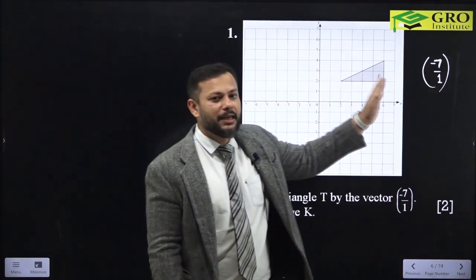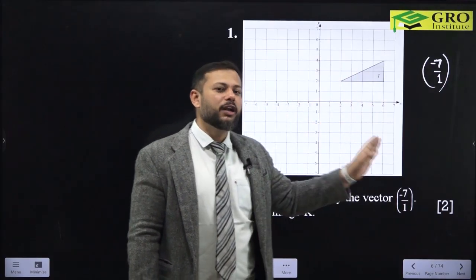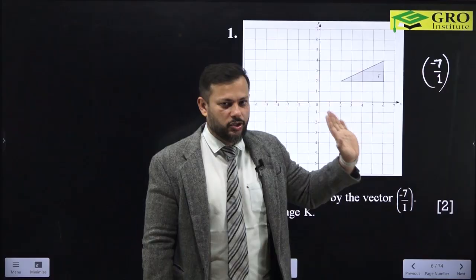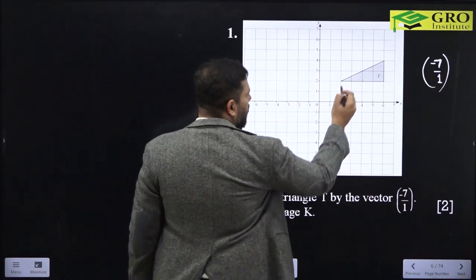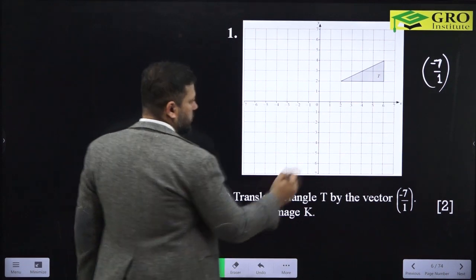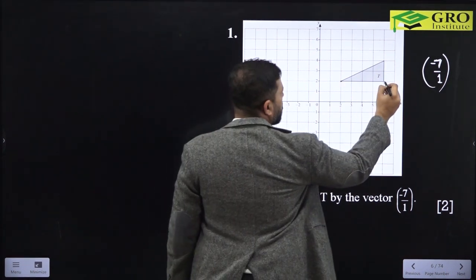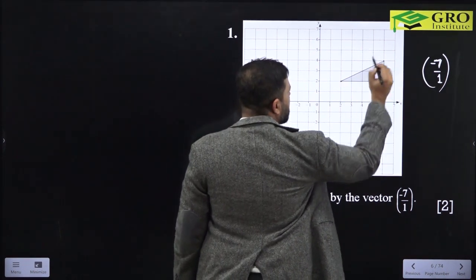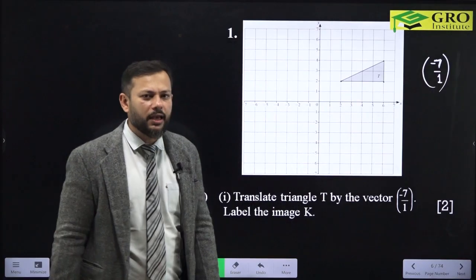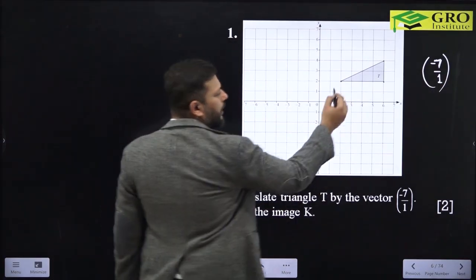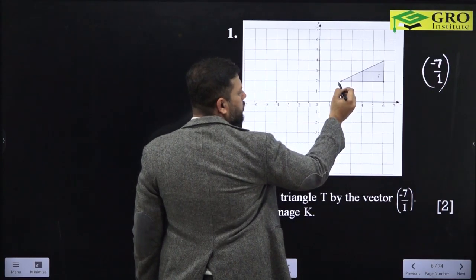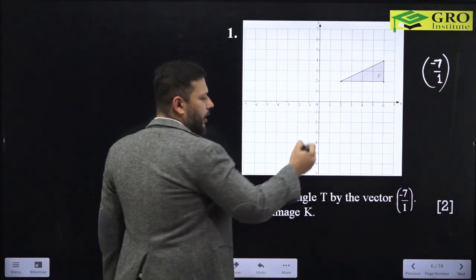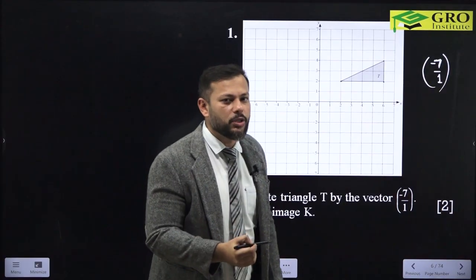If it would have been +7, then we would have moved in the right direction. So now if I talk about this -7, this point, and this point, these are the 3 vertices of this given triangle T. So this vertex should move 7 places to the left. It has to move 7 places to the left.